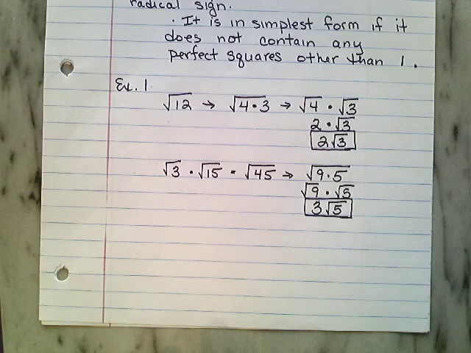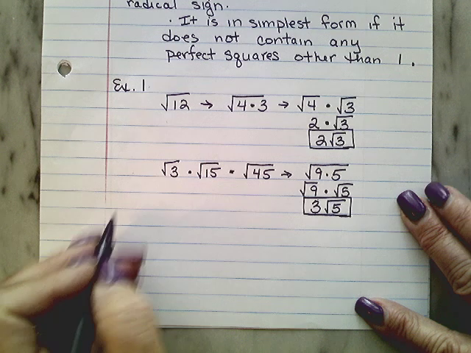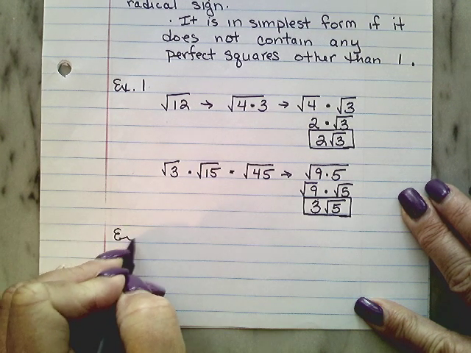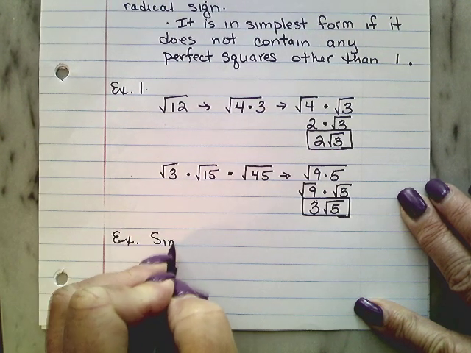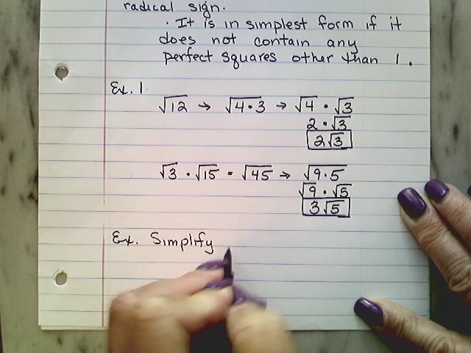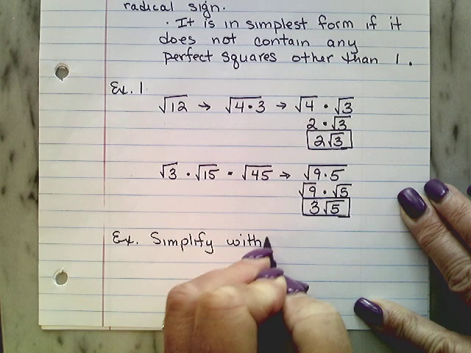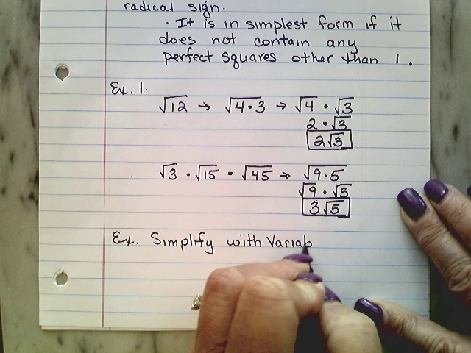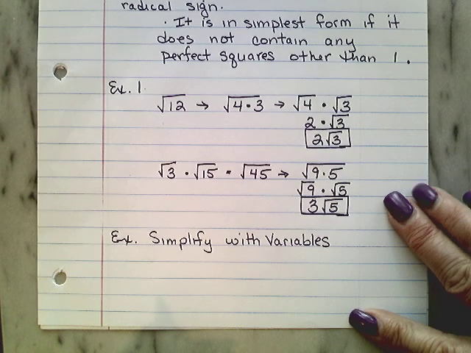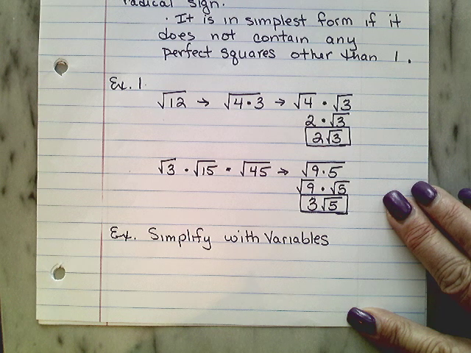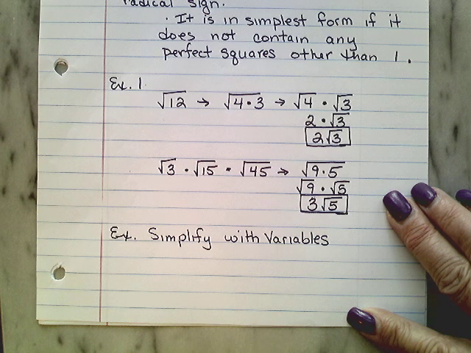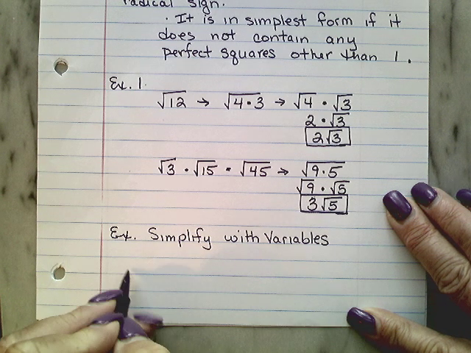All right, what if we simplify with variables? So a second example would be to simplify with variables. Now, in order to do that, your variables have to have an exponent that is even, because it takes 2 to take a square root. So if I had x times x, that would be x to the second power. If I had x to the fourth power, I can still take a square root of that.